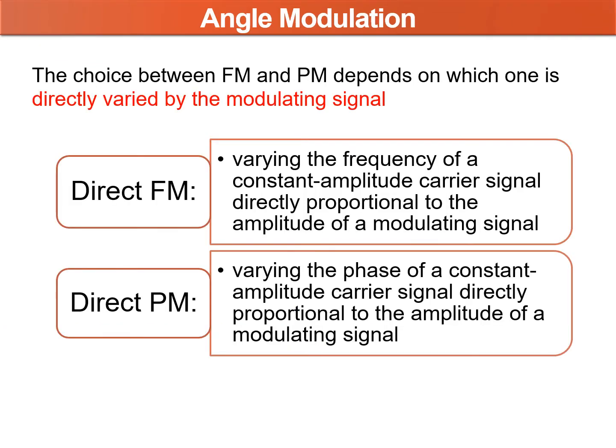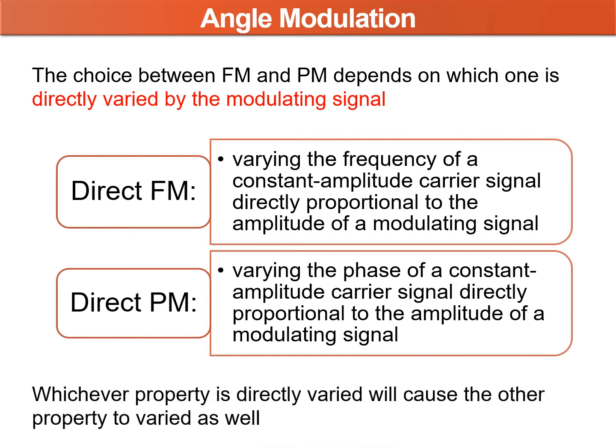The choice between FM and PM depends on which one is directly varied by the modulating signal. Direct FM varies the frequency of a constant amplitude carrier signal directly proportional to the amplitude of the modulating signal, and direct PM varies the phase of a constant amplitude carrier signal directly proportional to the amplitude of the modulating signal. Direct FM is actually indirect PM, and vice versa, direct PM is indirect FM. Whichever property is directly varied will cause the other property to vary as well.